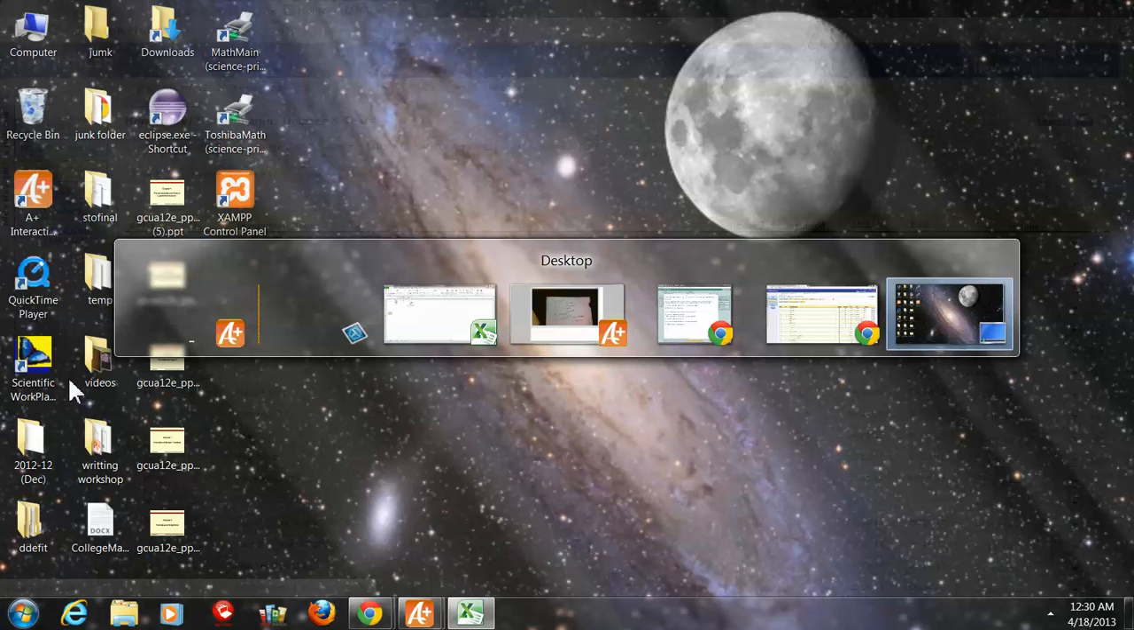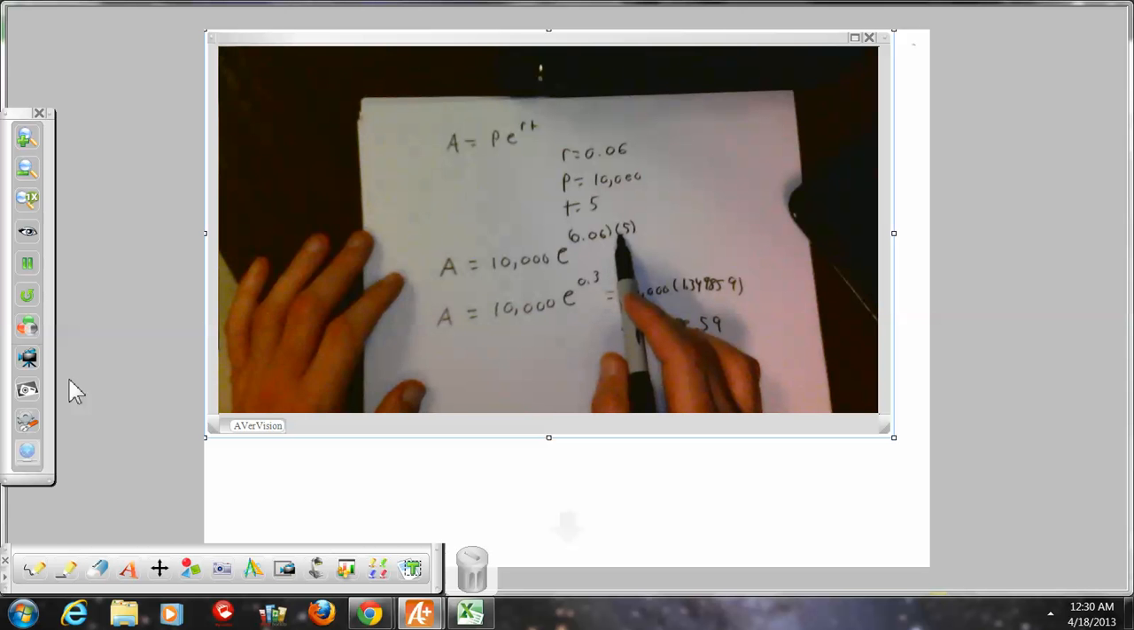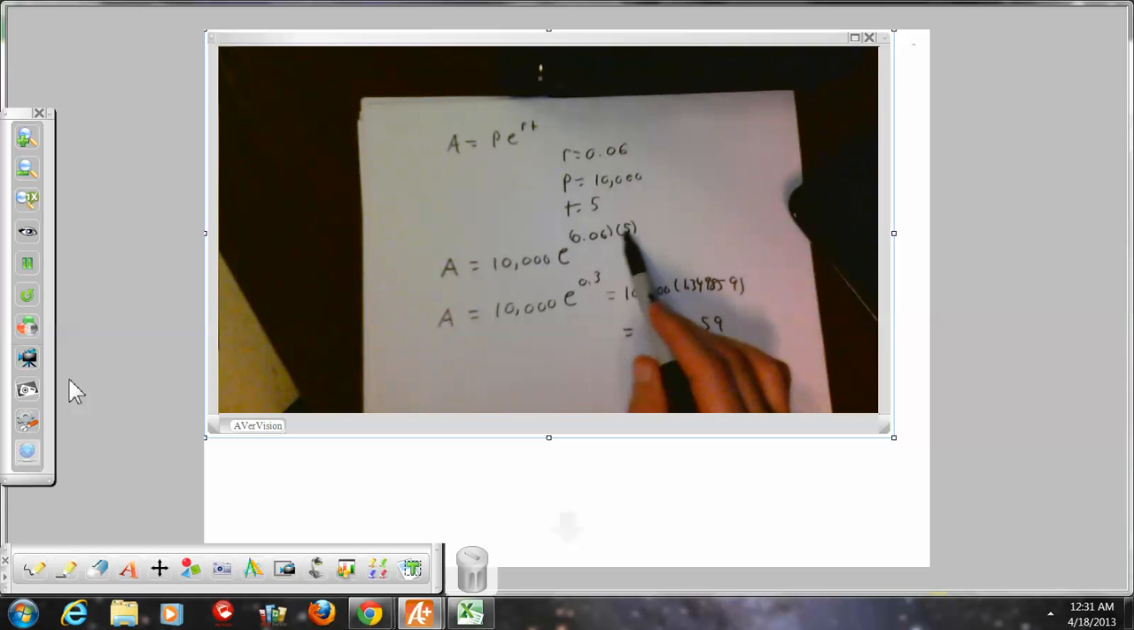So again, we have A equals 10,000 times e to the interest rate times 5. Well, we want to do exponents first. The exponent has multiplication, so we have to multiply these together to get 0.3. Then we have multiplication and exponents. We do exponents first, so we do e to the 0.3. So it's going to be 10,000 times 1.349859. We multiply that by 10,000, that's the only thing left to do. We have $13,498.59, and that's our continuous rate.